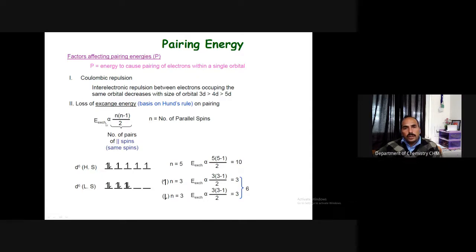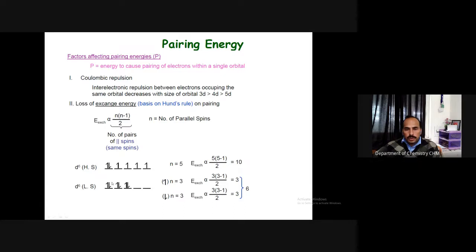Well, how do you find it out? Exchange energy will be proportional to n(n-1)/2, where n is the number of parallel spins. So here, how many parallel spins are there? You can see 1, 2, 3, 4, 5. There are 5 parallel spins, even though it is a d6 case. So 5 into (5 minus 1) divided by 2 is 10. That is how you can estimate the exchange energy.